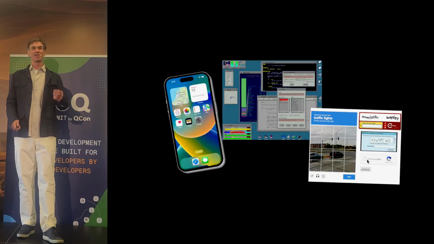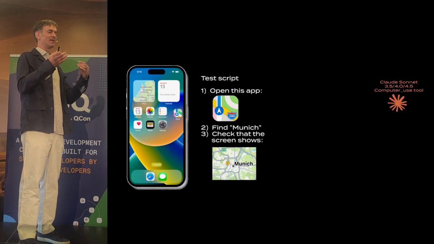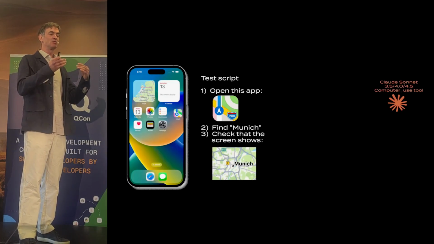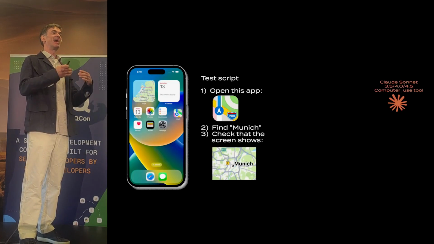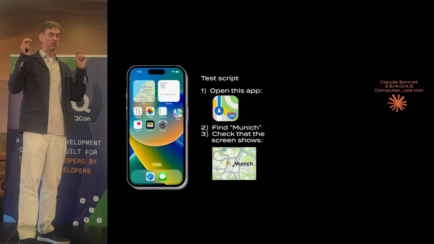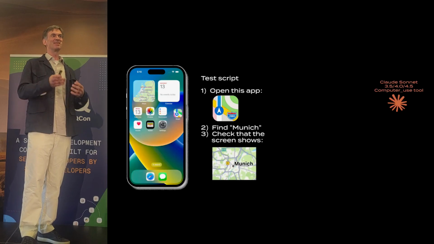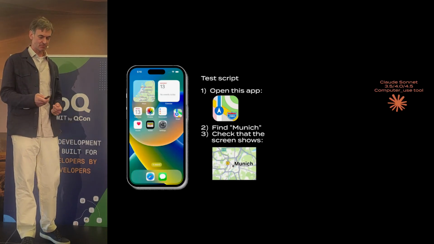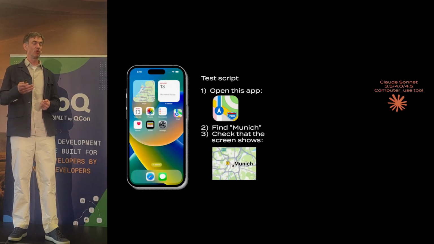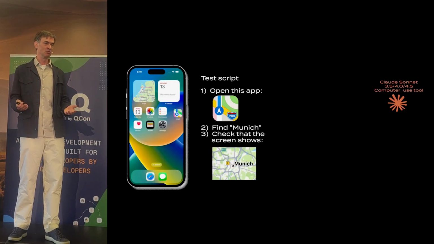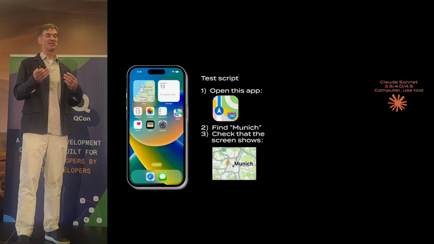Let's get more practical with this example. So the test script is here 3 steps. I want to open an app identified by a picture, then I want to find an item identified by the name Munich, and then I want to check if the represented graphics matches my expectation. To run this test, I chose Claude Sonnet 4.5, the computer use tool. That's not what you get when you open the desktop or the chatbot, that's a specialized API.